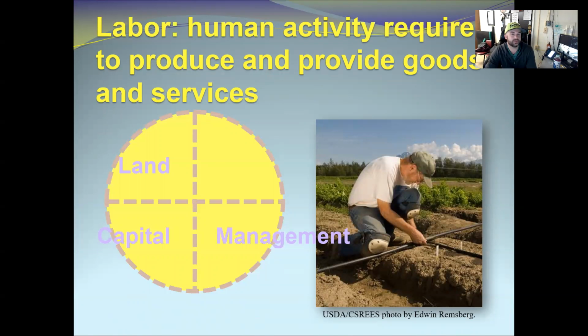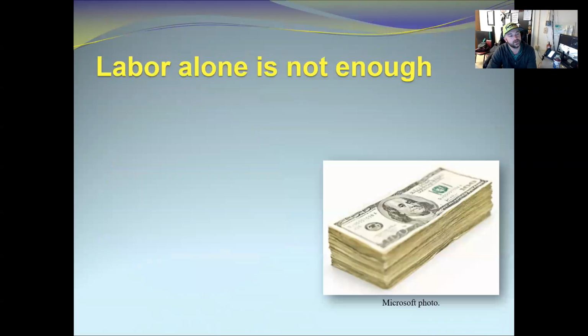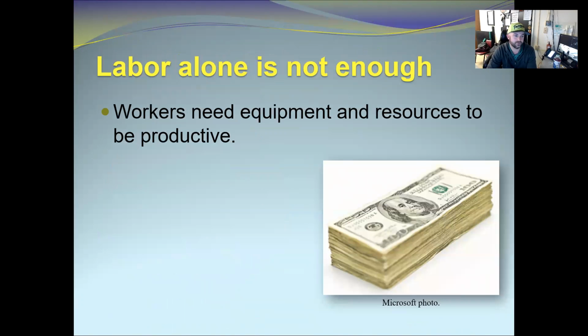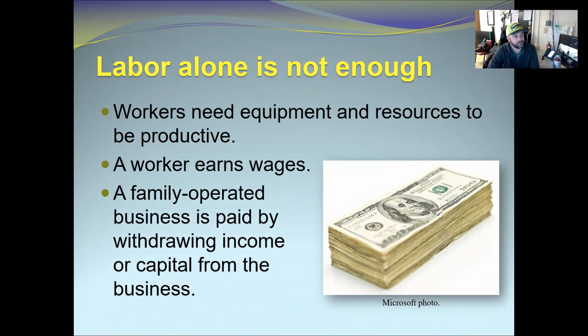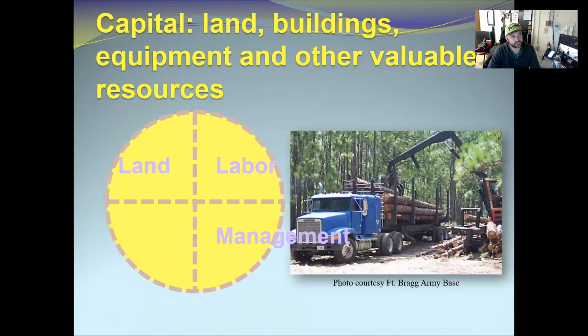Moving on to labor, which is human activity required to produce and provide goods and services. Labor is definitely not enough. Workers need equipment and resources to be productive. A worker also earns a wage. A family-operated business is paid by withdrawing income or capital from the business.